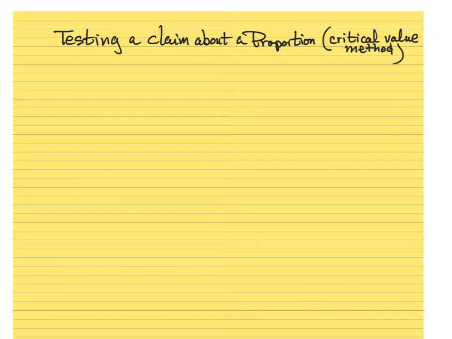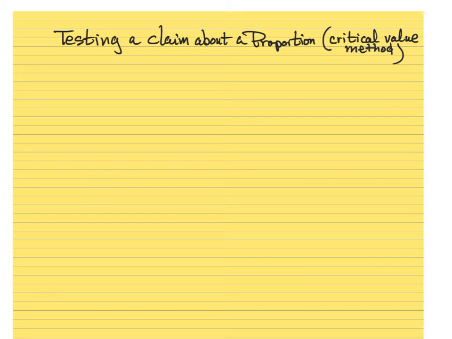We want to test the claim. That being said, the p-value method is the one that gets used in real life research. And so the critical value method is just another way to accomplish the same thing. And in some ways, it's more straightforward. Let me show you how this works.